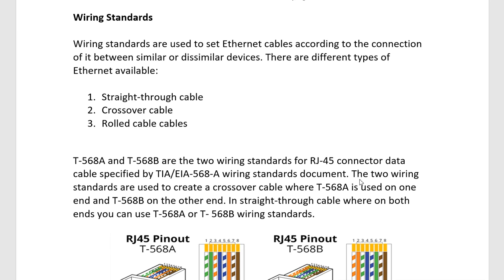Now, EIA and TIA, the Electronic Industries standards bodies, have defined the standard for the RJ45 connector. These standards are T568A and T568B, two wiring standards for the RJ45 connector data cable specified by TIA and EIA. These two wiring standards are used to create a crossover cable, where T568A is used on one end and T568B on the other end, and in a straight through cable, on both ends you can use the T568A or T568B wiring standard. And these are the wiring standards you can see in the image.